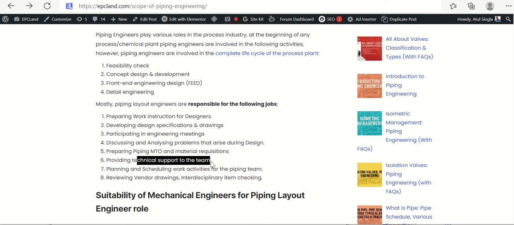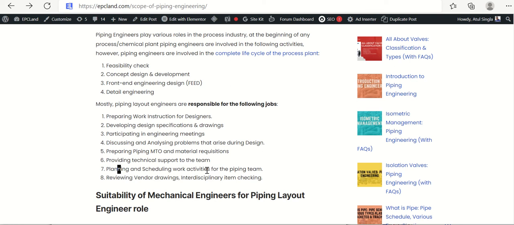Providing technical support to the team, right? This is a common thing which we were discussing about coordination. A lot of technical discussions will be there where their support will be required at various stages of the project, not only in the starting but at all the stages, you can say.